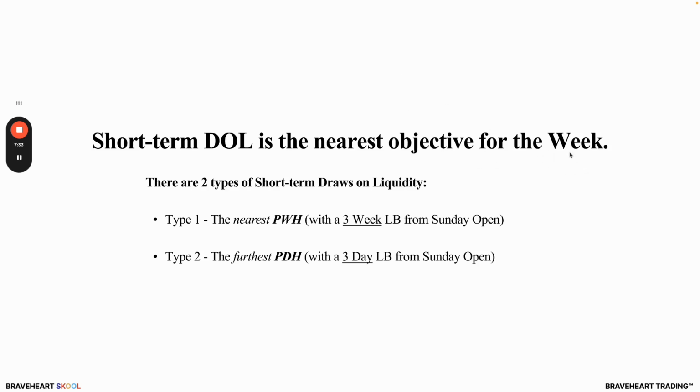So there's two types of short-term draws on liquidities. There's type 1, which is the nearest previous week's high, and you're going to use a 3-week look back from Sunday's open for that. Or there's type 2, which is the furthest previous day's high, and you're going to use a 3-day look back for that. Okay? It's just as simple as that.